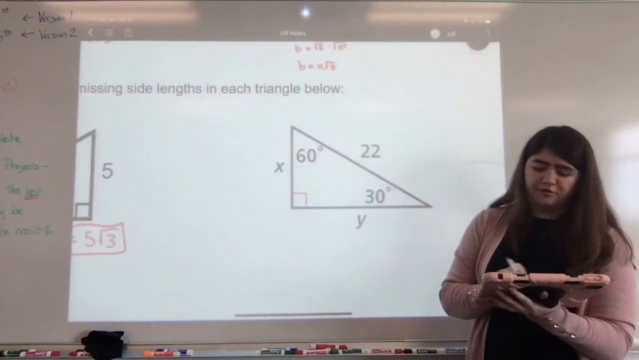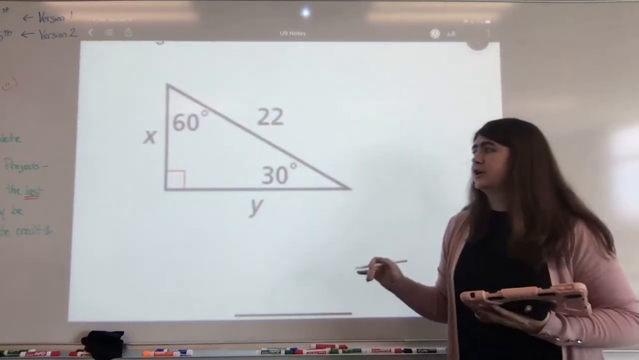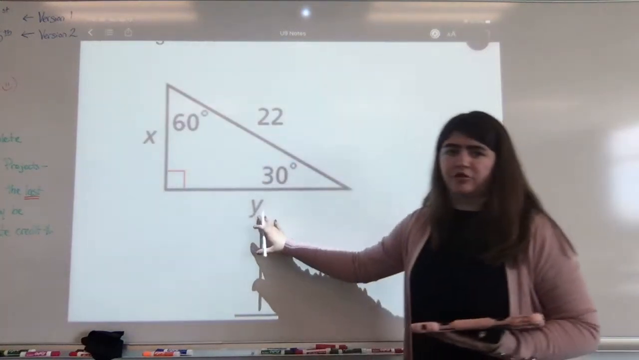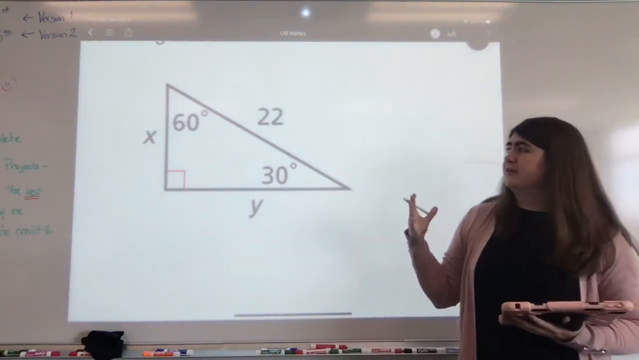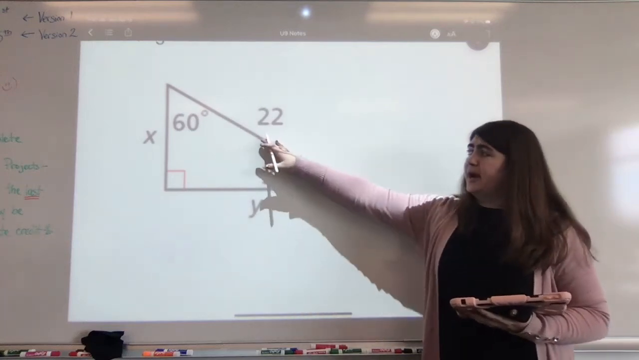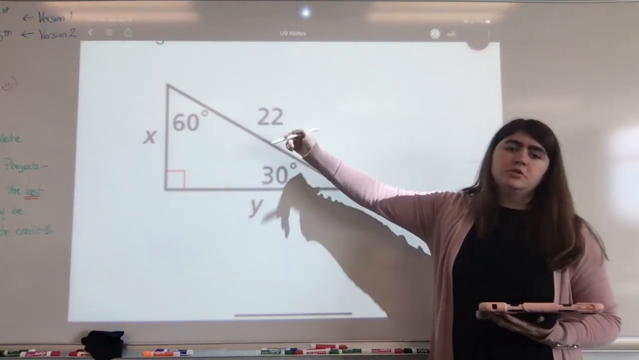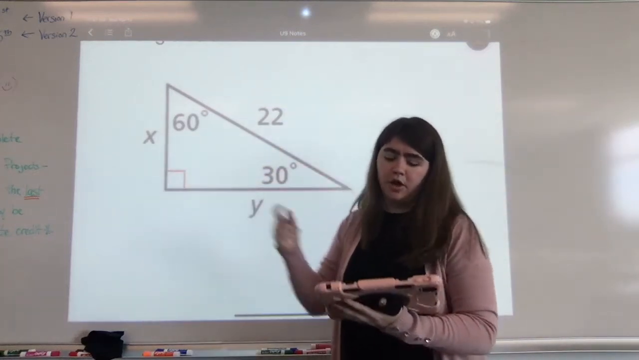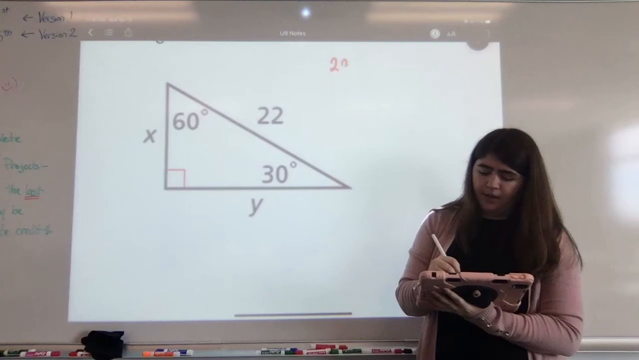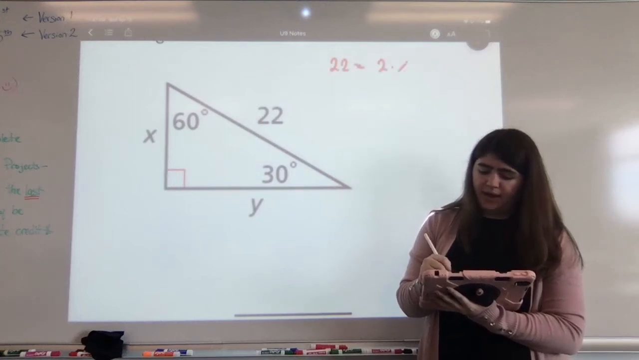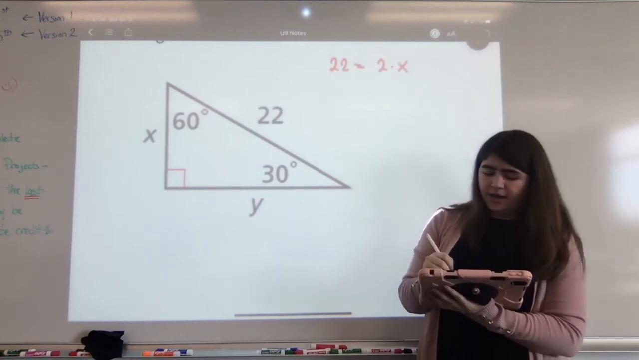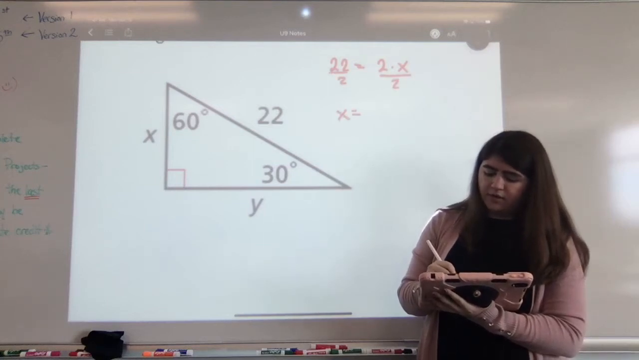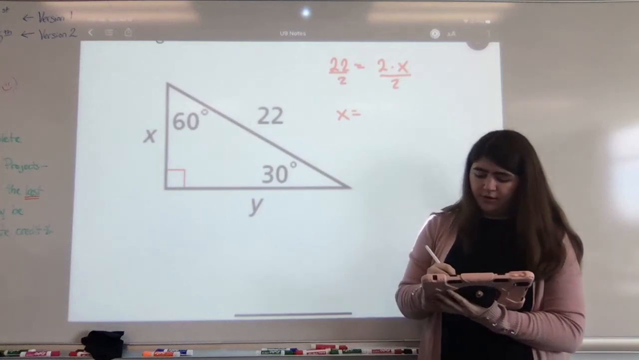Let's take a look at another example. So in this example here, they gave us the hypotenuse, but they didn't give us either leg of our triangle. So I can use my formula knowing that my hypotenuse is equal to 2 times the length of the shortest side, which is represented with an x. So in other words, 22 is equal to 2 times x. I'm going to divide out the 2 from both sides. So 22 divided by 2 gives us the length of our shortest side, which is 11.